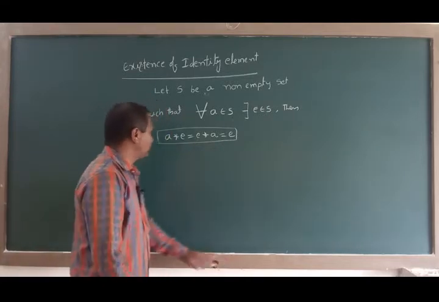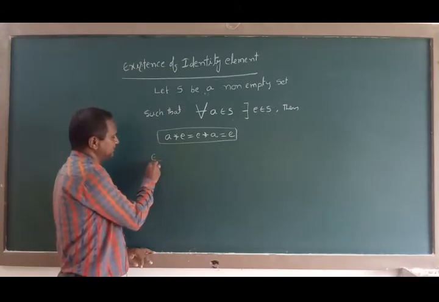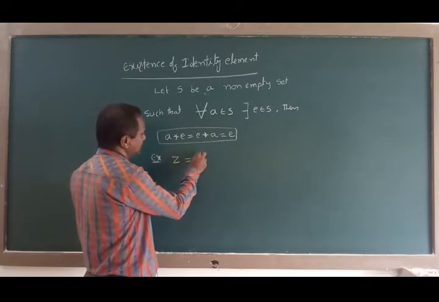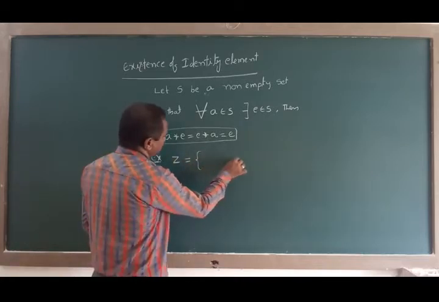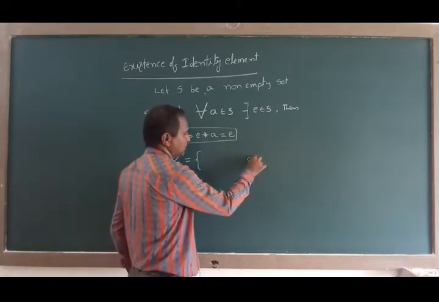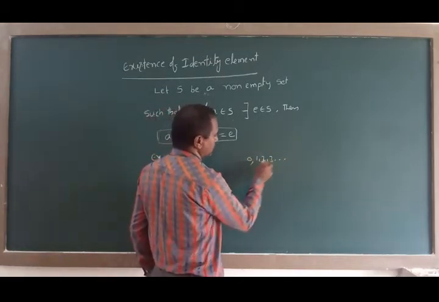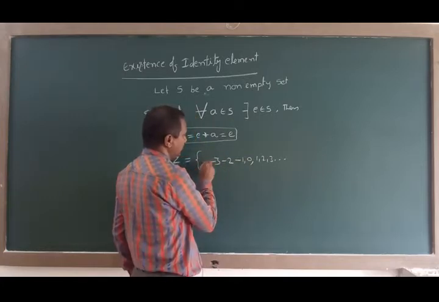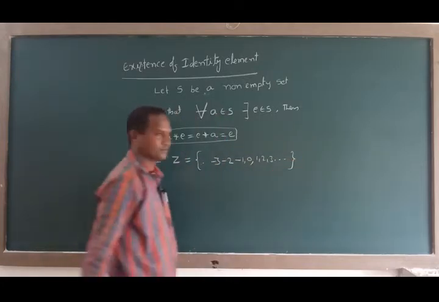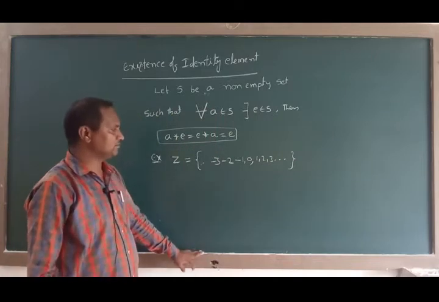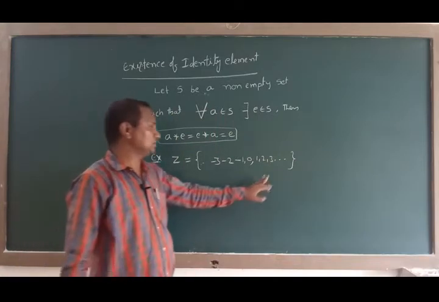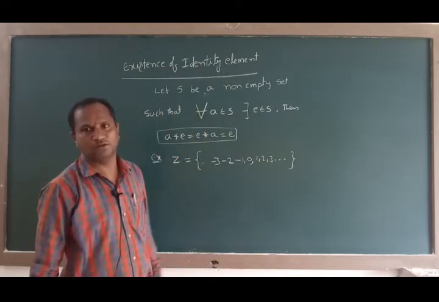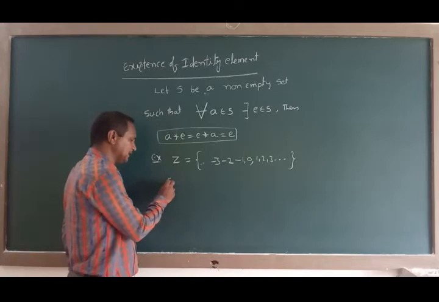For example, take the set of all integers, Z equal to 0, 1, 2, 3 and so on, and minus 1, minus 2, minus 3 and so on. Take any one element, for example 2. a is equal to 2, you can take here.